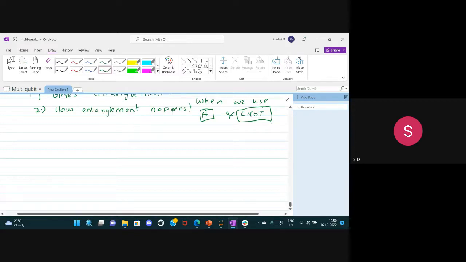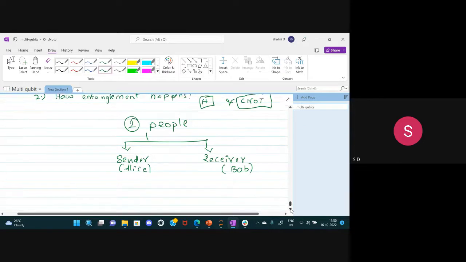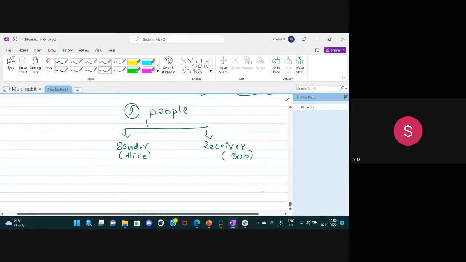In Bell states, we have two people involved. We can say that you have two people. One is the sender, another one is the receiver. I can name the sender as Alice and the receiver as Bob. In quantum mechanics, we refer to Alice and Bob a lot. This is how we say sender as Alice and receiver as Bob.